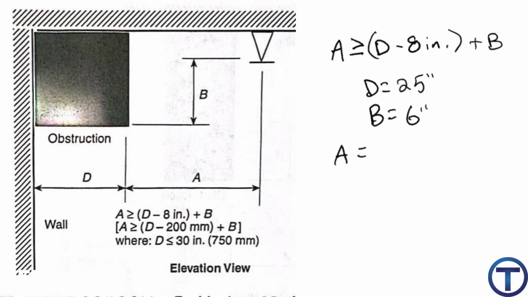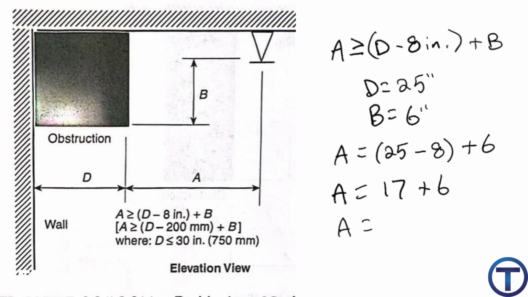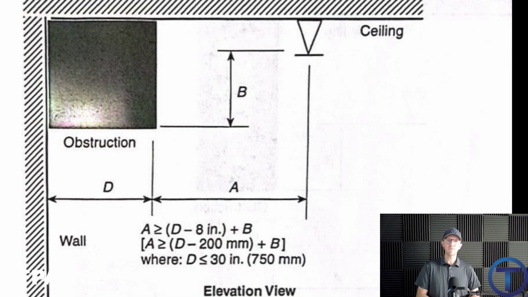Plug them in. A equals D, which is 25, minus 8 inches, plus 6 inches. That's going to give us A equals 25 minus 8 is 17, plus 6 inches. And 17 plus 6 equals 23 inches. There we have it. A would be 23 inches away from the obstruction. That's going to give us the right angle to get around the obstruction, hit the shadow area, and put the fire out. And that's how about half of these figures will work.